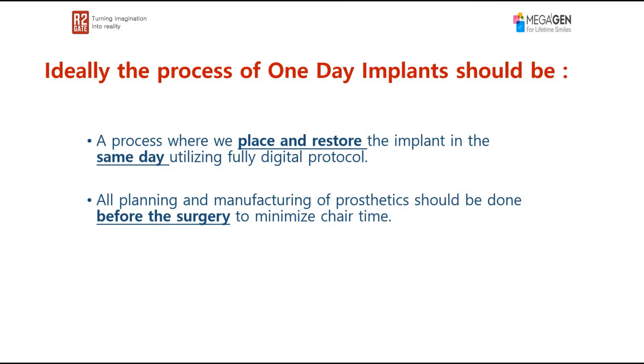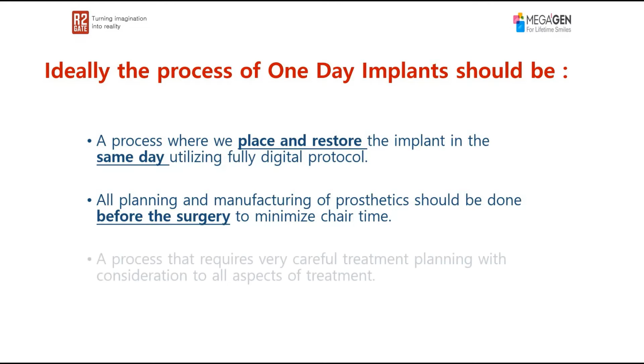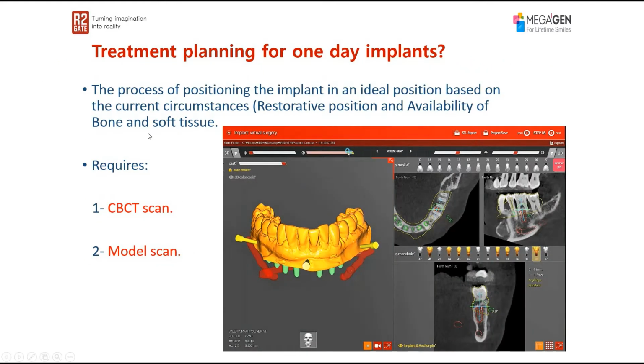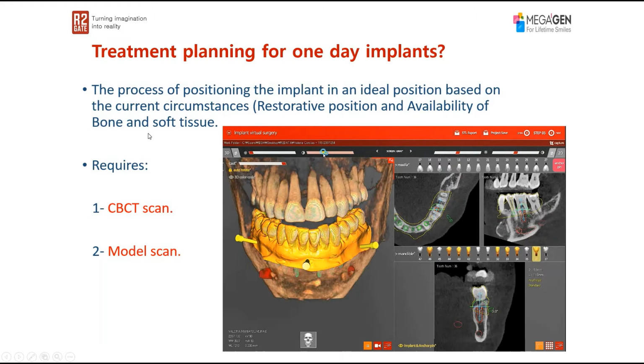Remember, the most expensive asset is time. And chair time especially is very expensive. So what we want to do is we want to manufacture the prosthetics before the surgery and not after the surgery. It's a process that requires very careful treatment planning with consideration of all aspects of treatment. And today our key point is treatment planning. We'll talk a little bit more about this. Treatment planning for one-day implants.